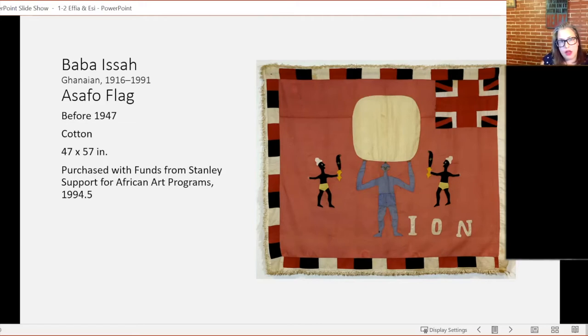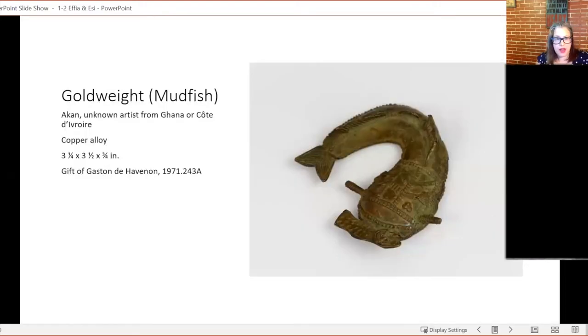The next work that we have is a mudfish. This is identified as Akan. The Akan peoples are composed of both the Asante and the Fante, and we're not sure exactly which group this started with, but we just know that it's Akan. The mudfish is symbolic of being able to overcome really horrible conditions and being very resilient. The mudfish can survive in really unbearable conditions, so this is a symbol of resilience. I think this is applicable to both Effia and Esi as we hear about the trials that they begin to face.